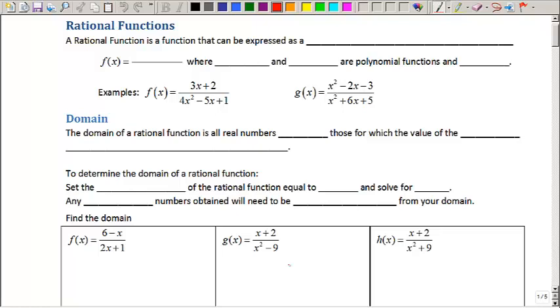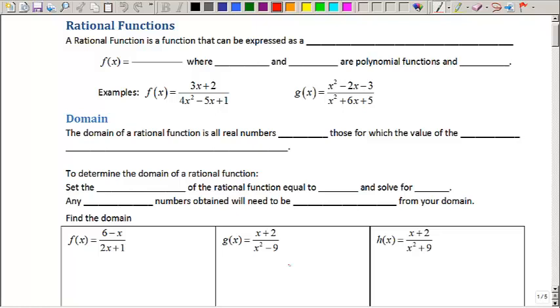The title of today's lesson is Rational Functions. By the end of this lesson, you'll be able to identify characteristics of rational functions as well as graph them. So let's get the definition of what a rational function is.